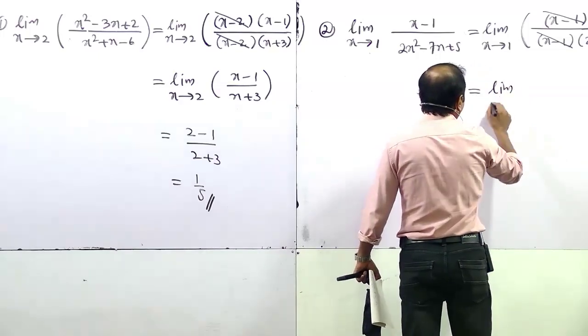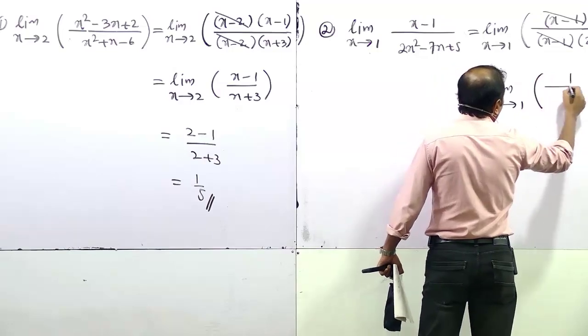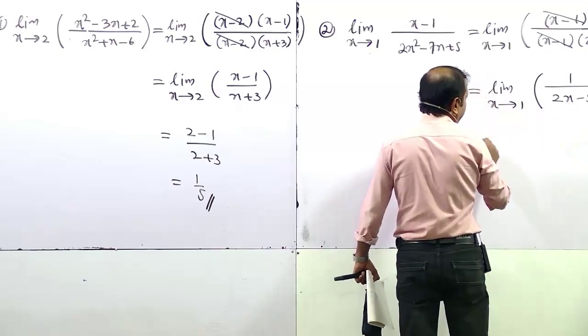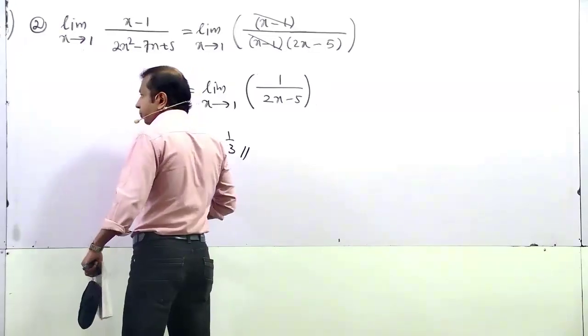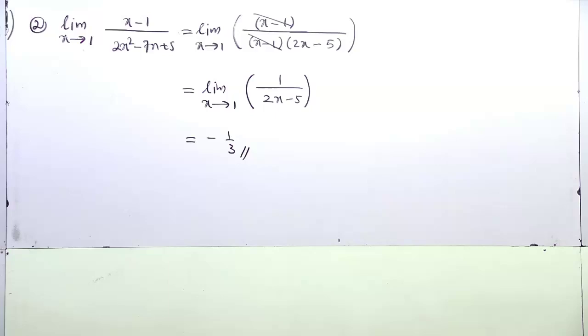Now take limit x going to 1, of 1 over 2x minus 5. Put x equals 1 here. Minus 1/3. Minus 1/3. Come to this third one.